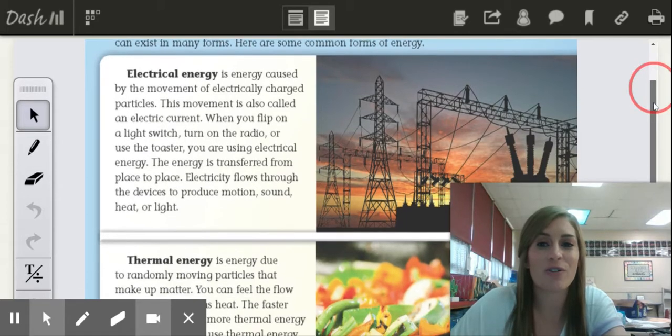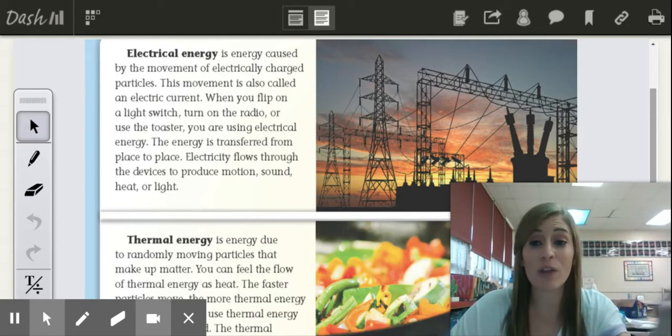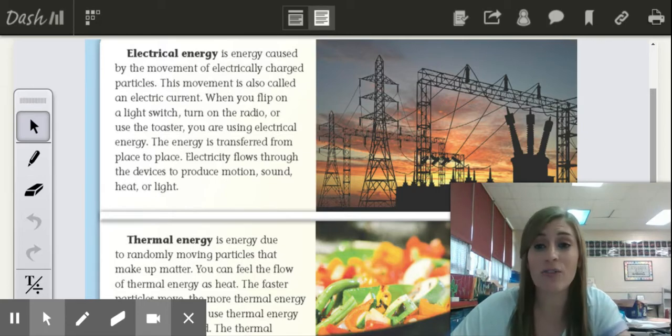Okay. Electrical energy is caused by the movement of electrically charged particles. This movement is also called an electric current. When you flip on a light switch or turn on your radio, you are using electrical energy. The energy is transferred from place to place. Electricity flows through the devices to produce motion or sound or heat or light.